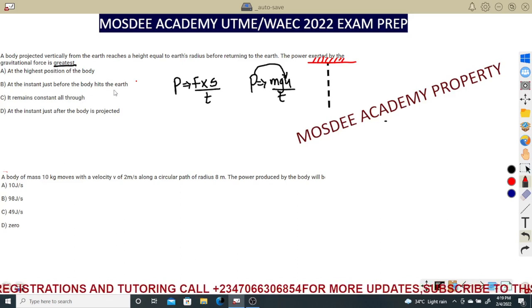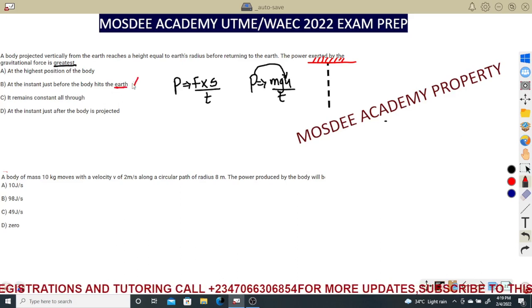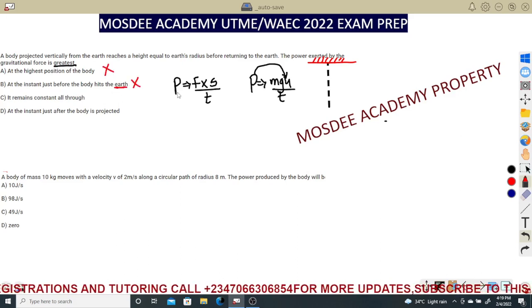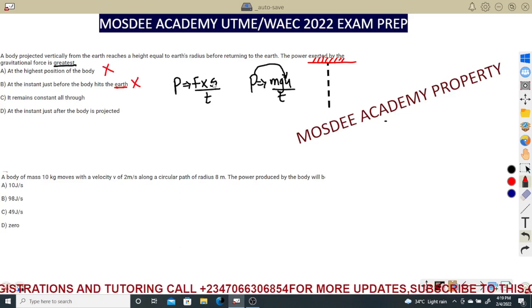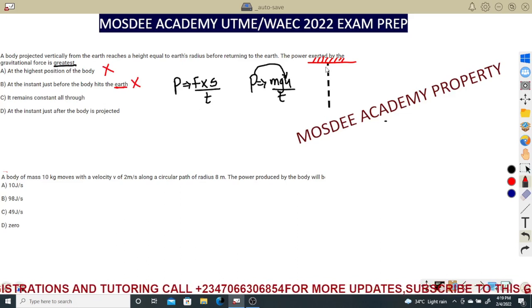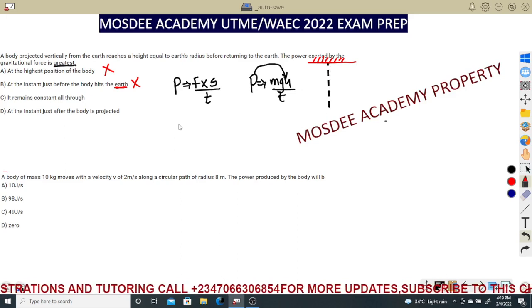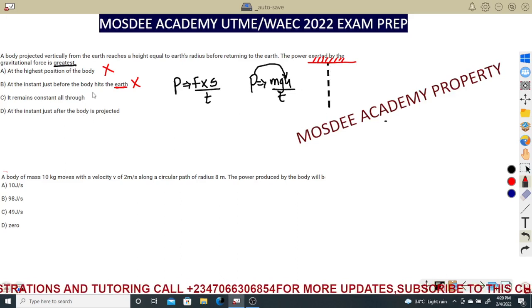At an instant just before the body hits the earth, that is very wrong too. I told you the power increases at an instant as that thing starts growing, because power increases with height, as you can see from the formula. That it remains constant is very wrong.